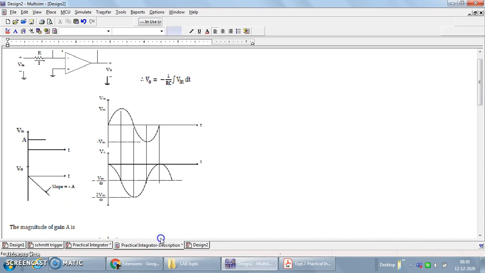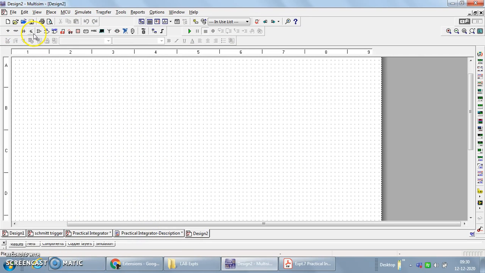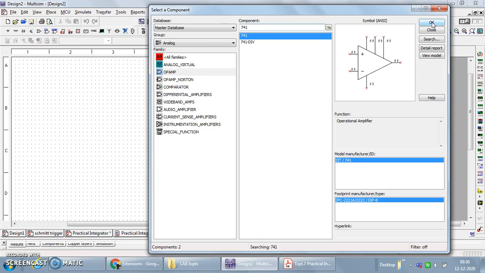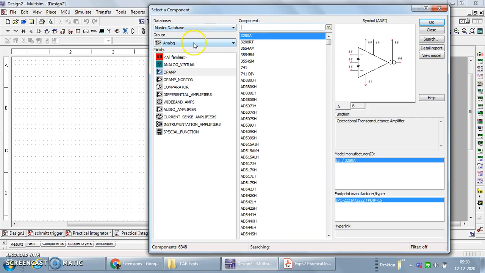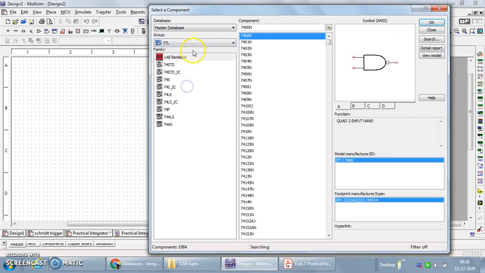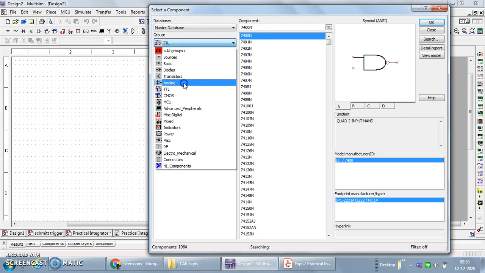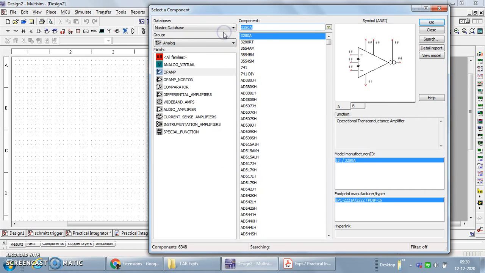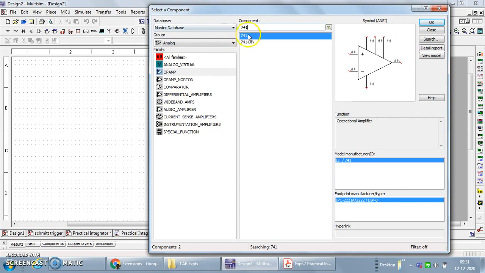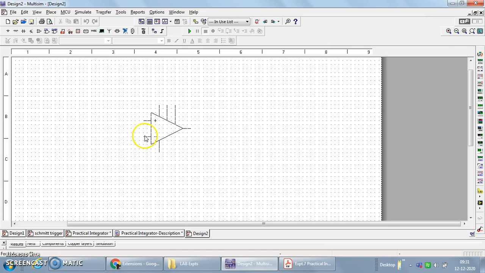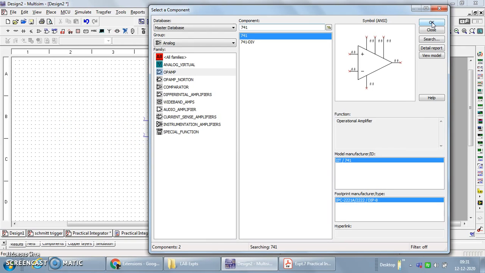So I will open the new window. From the component part, I will go to the place analog IC. As soon as you press the analog IC, in the groups also you can go to the analog groups, and if nothing is typed here, just type here the 741 op amp. You can choose another op amp also. I will go with 741 op amp, which is familiar to us. So I will place the operational amplifier here.